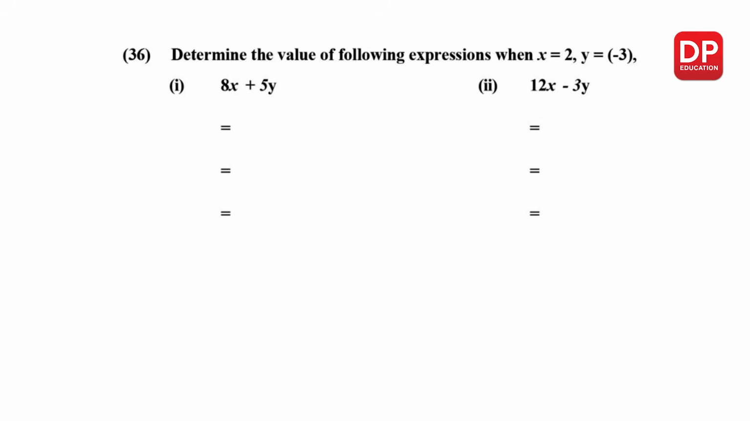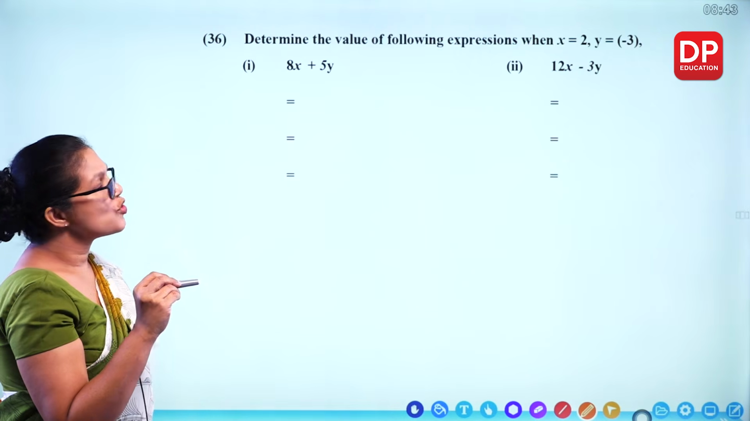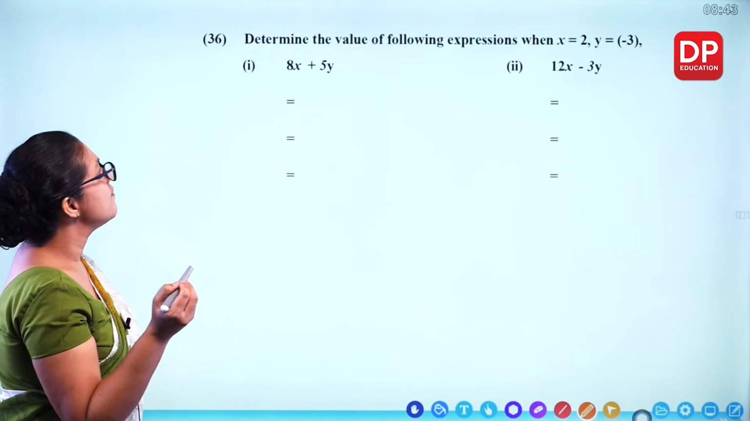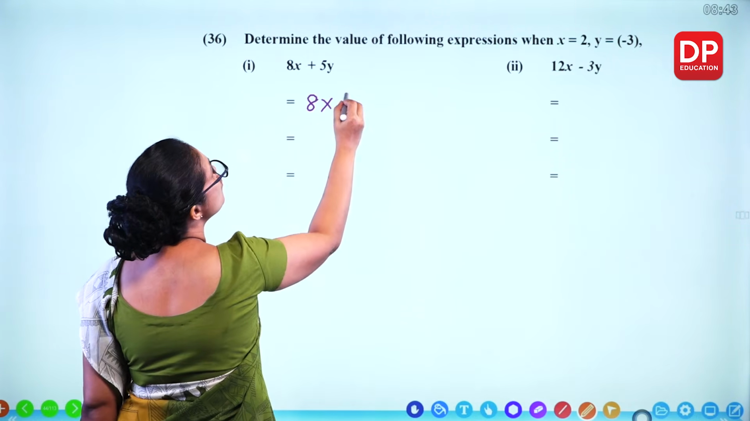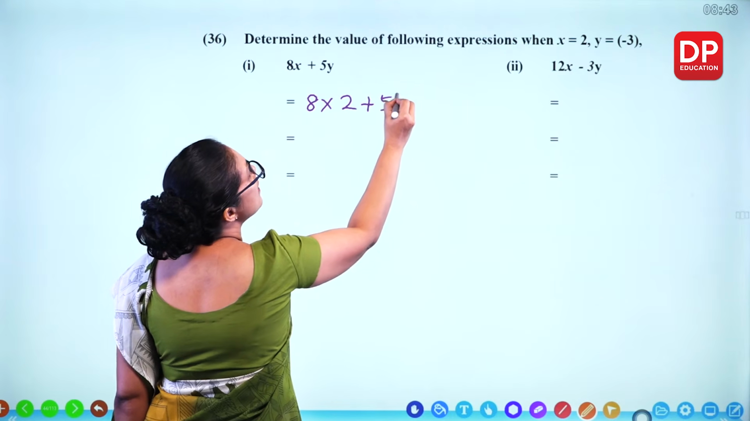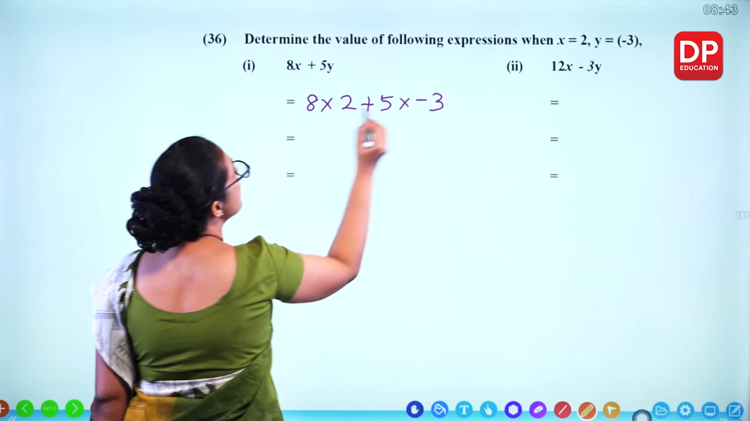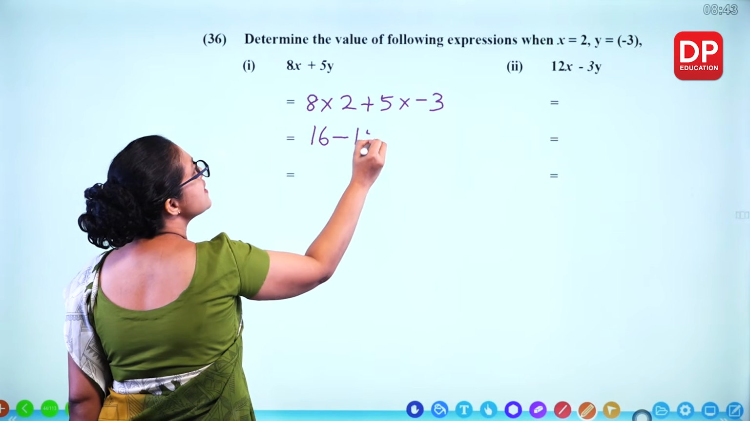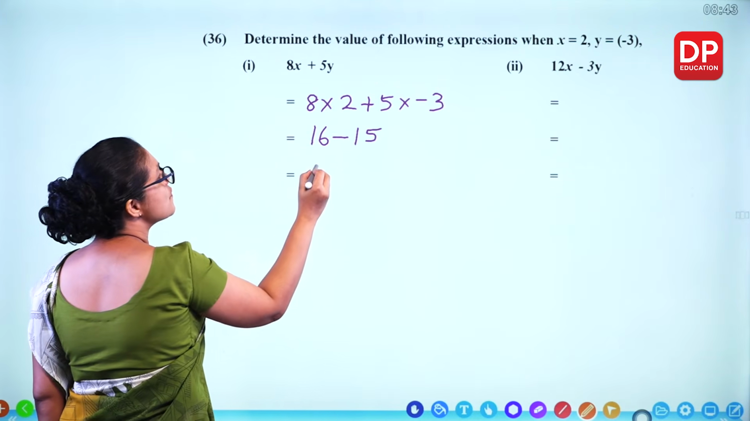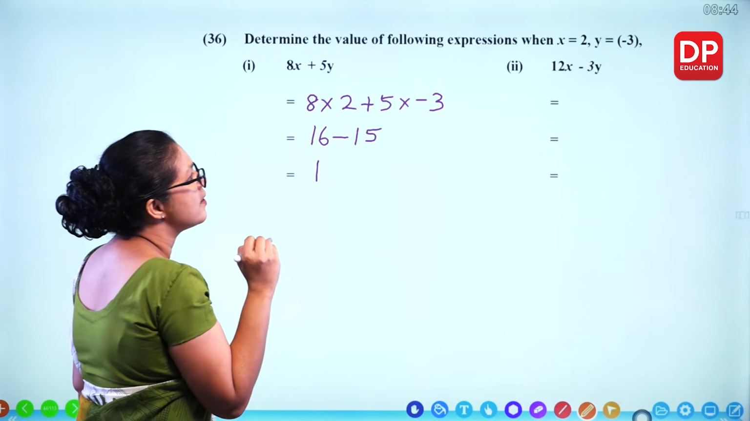Determine the value of the following expressions when x equals 2 and y equals minus 3. We'll substitute 8 times x, which is 2, and y equals minus 3. 8 times 2 is 16. 5 times minus 3 is minus 15. 16 minus 15, you get 1.